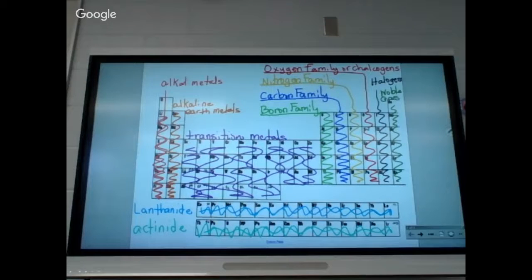Does everybody have the names? Yes. Because if you don't have the names, this is pointless. Okay, it's not about coloring, it's about learning the names for the groups.